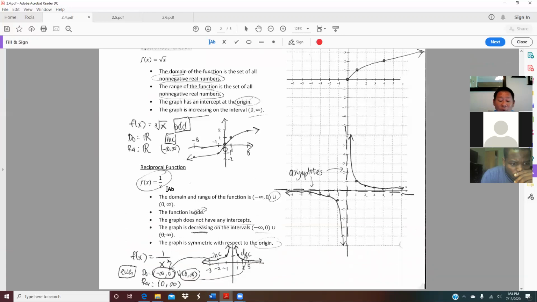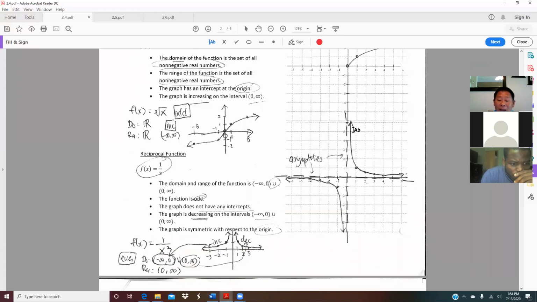The reciprocal graph is 1 over x. With 1 over x, you will get something like this as your graph. This graph will never cross your x and y axes. We call these your asymptotes. So your domain and range for this graph is from negative infinity to 0 and 0 to infinity.